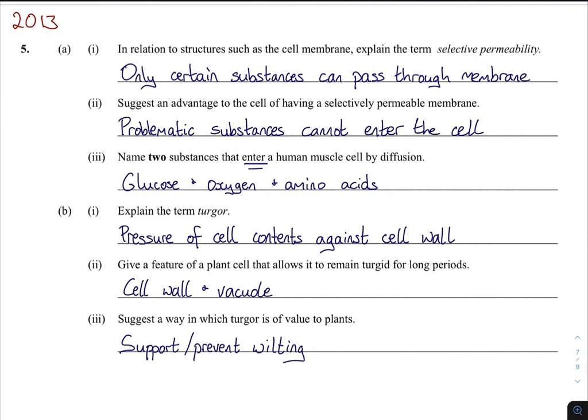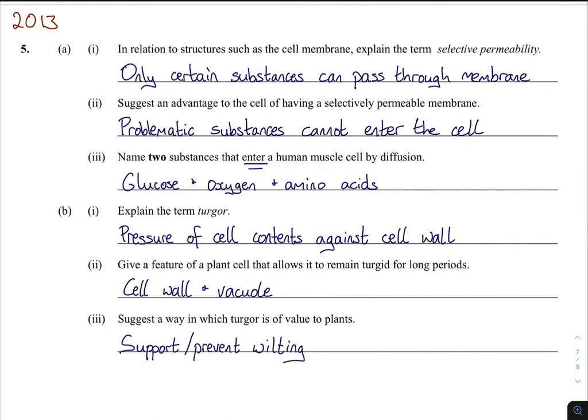Okay, 2013. In relation to structures such as the cell membrane, explain the term selectively permeable. Okay, so only certain substances can pass through the membrane. Suggest an advantage of a cell having a selectively permeable membrane. Well, problematic substances cannot enter the cell. Name two substances that enter a human muscle cell by diffusion. Now, I know this is kind of bringing up diffusion and osmosis more than plants, but I thought it was a good one to show you here.